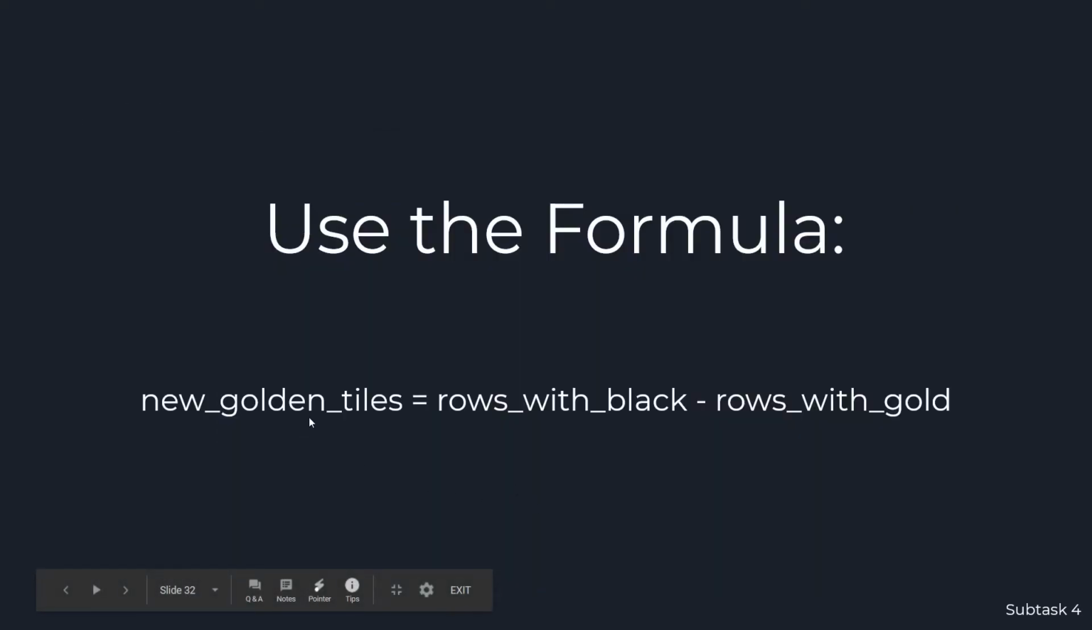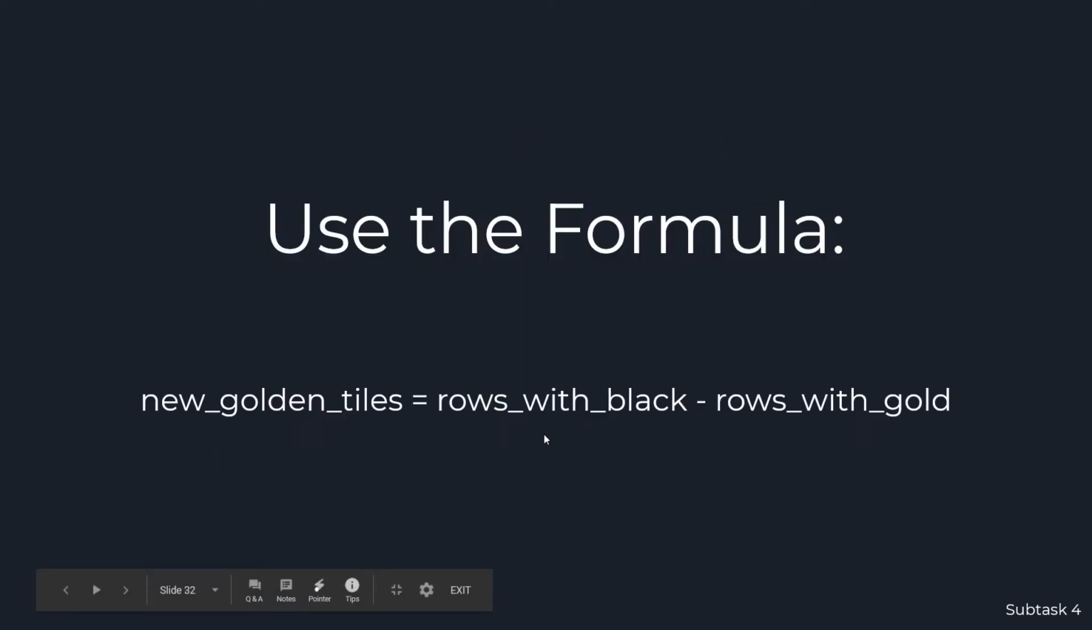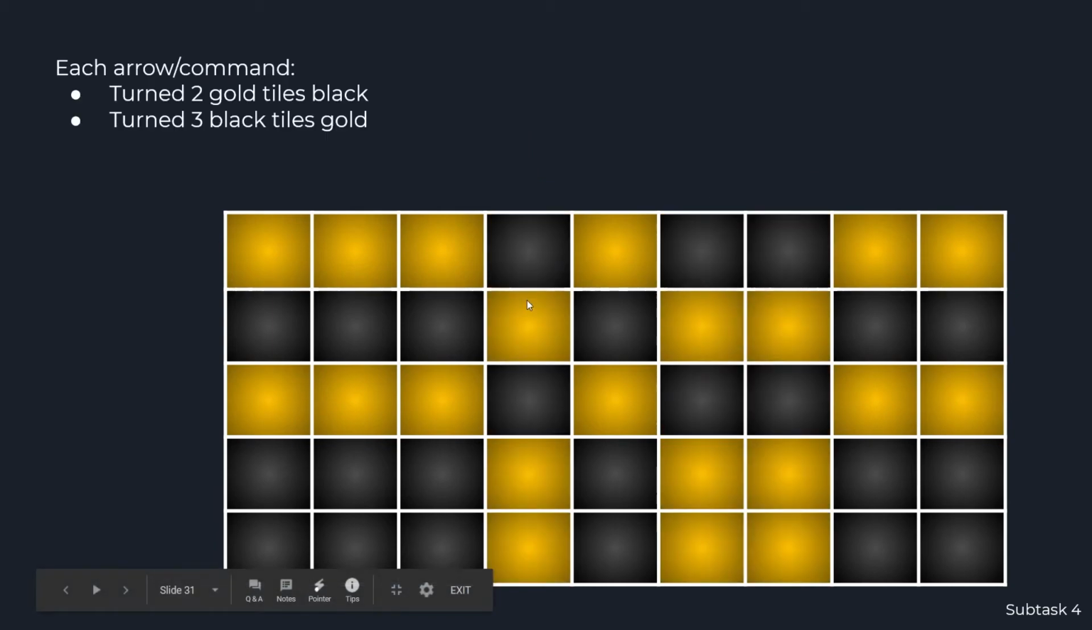So we can use the formula new golden tiles equals rows of black. For example, we notice that 3 of these black tiles turn into gold. Whenever our artist paints over a black tile, it's going to turn gold, so we're just going to keep track of the 3 black tiles that will turn into gold. That's what rows of black is. And then we're going to subtract how many golden tiles are going to turn into black tiles. Over here, we notice that 2 of these golden tiles are going to turn into black tiles if the artist decides to paint over the column.